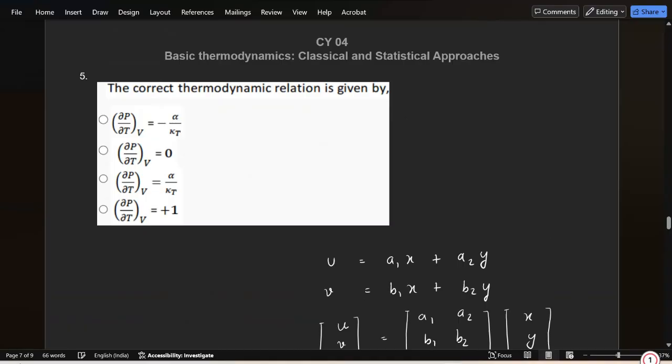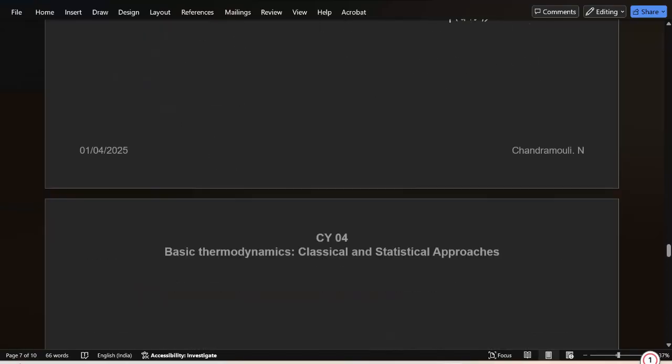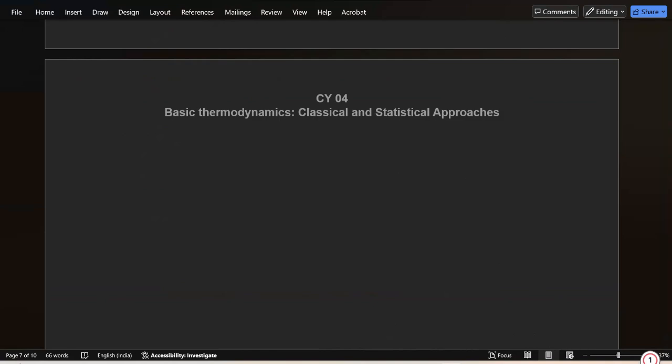Correct, thermodynamics. What is del P by del T at constant V? What is the value? That is what they're asking. Okay, let's see. What we need to find is del P by del T at constant volume. So in Jacobian transformations, what we do is first we write it like this.